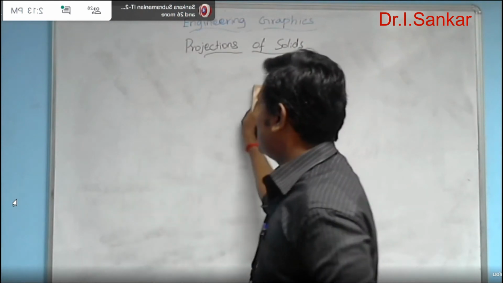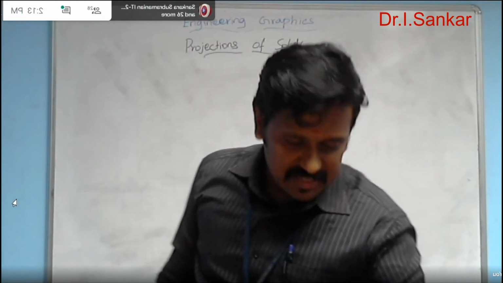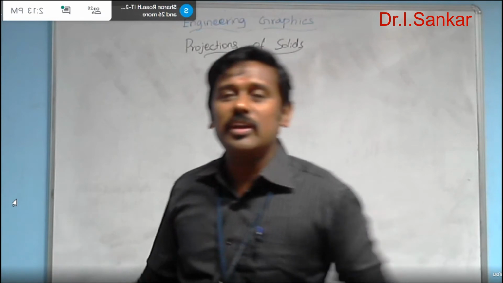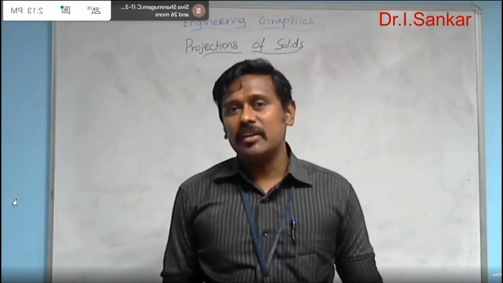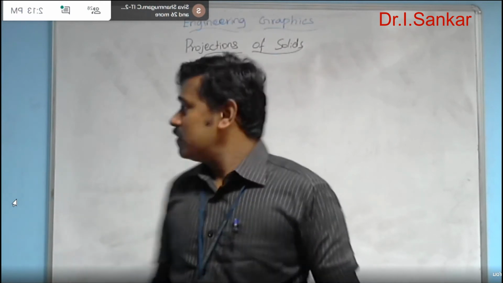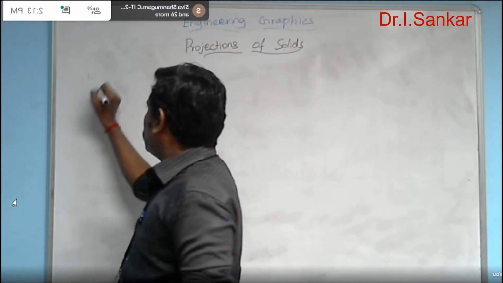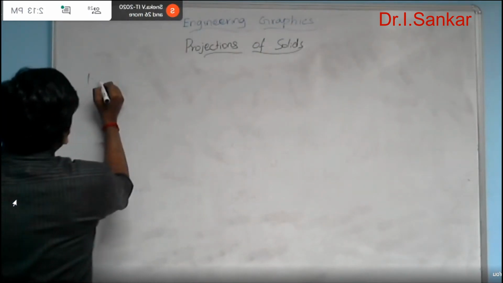Let me start with a question. Along with the question, we can study how to produce the front and top views of a solid when it is placed in the first quadrant. A very simple object we can start with, maybe a square prism.